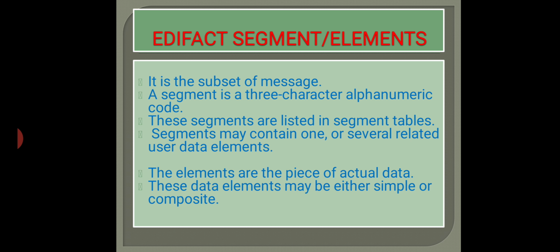So a segment is a subset of a message, a 3-character alphanumeric code, and this subset contains elements. What are elements? Elements are the pieces of data, and they may be either simple or composite.